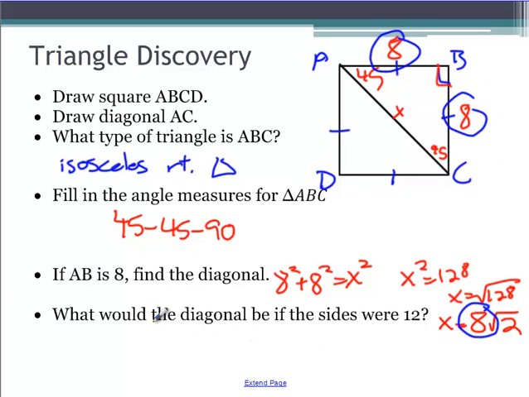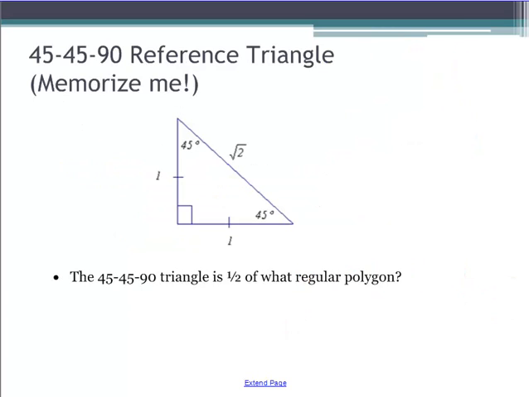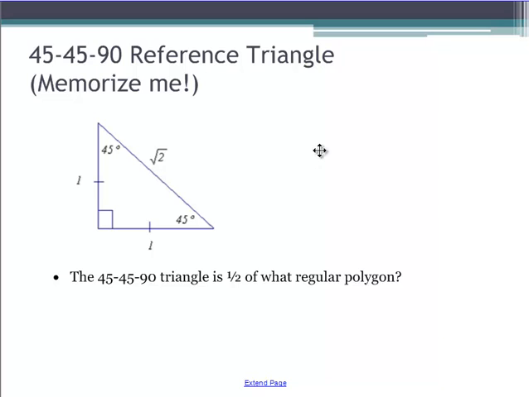So my question next is, what would the diagonal be if the sides were 12? When these are both 8, we got 8 square root of 2. So when the sides are all 12, we get 12 square root of 2. Here's a reference triangle. Our reference triangle, let's move it over, I'll write some stuff over here. If the side lengths are 1, we multiply it by square root of 2 to get to the hypotenuse.